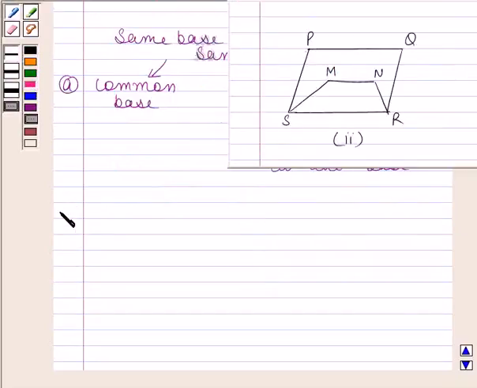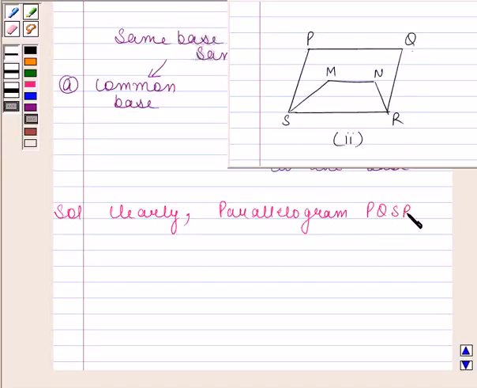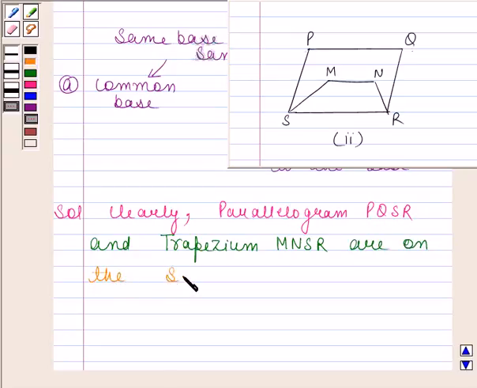Let's now begin with the solution. Clearly, parallelogram PQSR and trapezium MNSR are on the same base SR. So this verifies the A point. Now we will verify the B point.